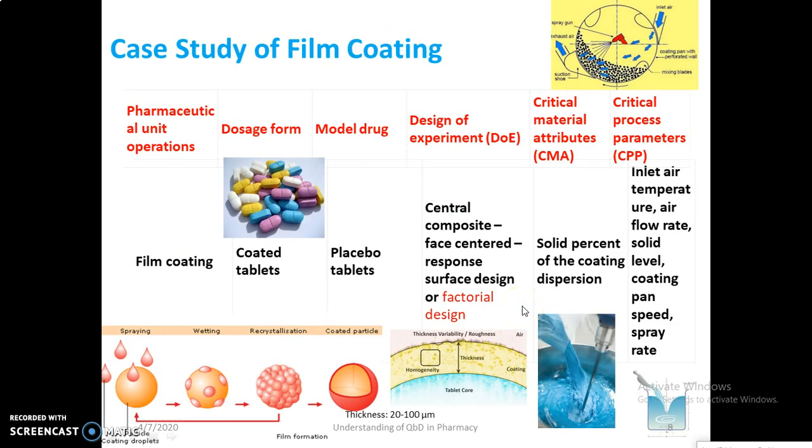This is the case study I'm going to talk about. The case study is about film coating. Now you have to make a film coating.